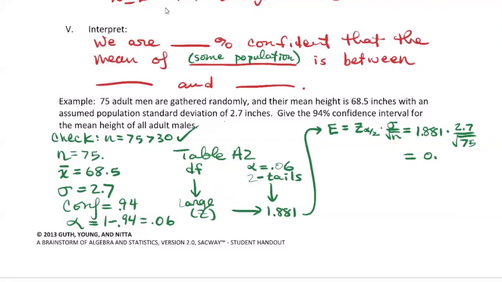5, 8, 6, yeah, I want to do two places. With the means, remember, we kind of carry one more place than what we're given. This has got a 2.7 here, so that's one place. I'm going to go two places, 0.59.